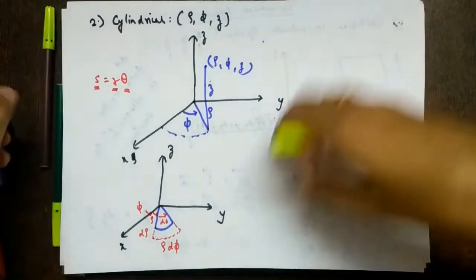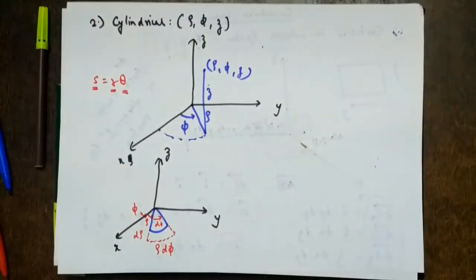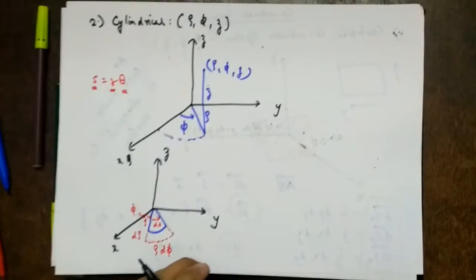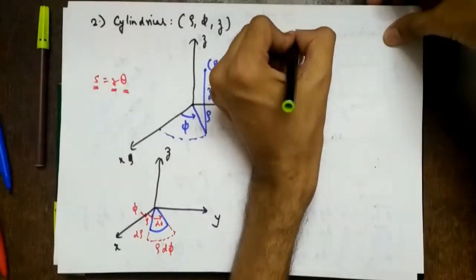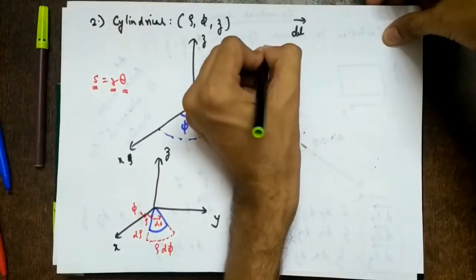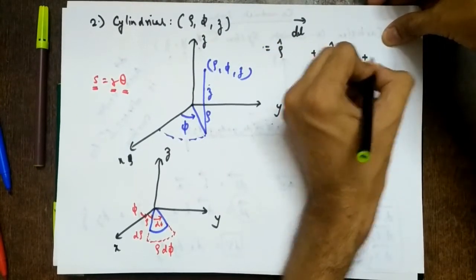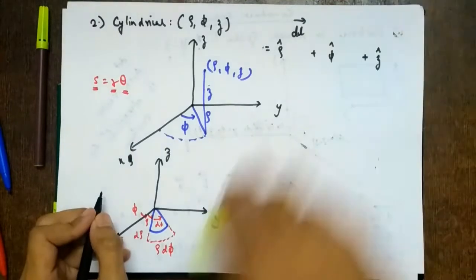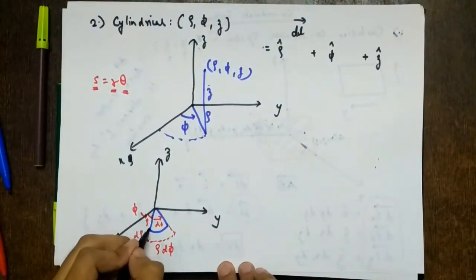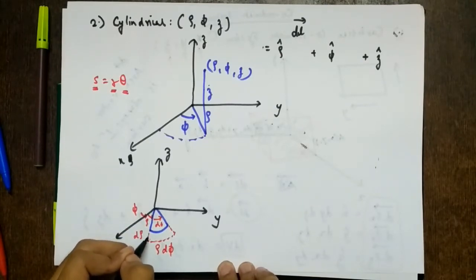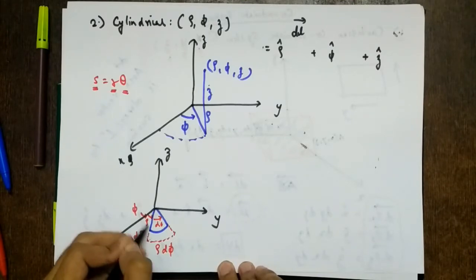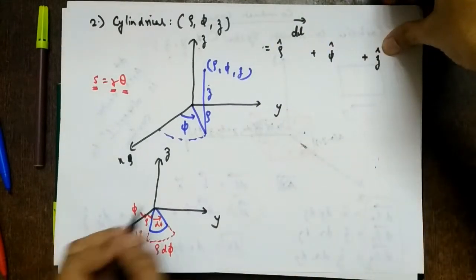So let's try to find dl vector. So dl vector will be what? It will be in direction rho cap plus phi cap plus z cap. So if you observe what is happening, we were initially at rho, then we increased a small distance d rho. So rho plus d rho. What was the original distance? Rho. So rho plus d rho minus rho. So again what are we getting? D rho only.